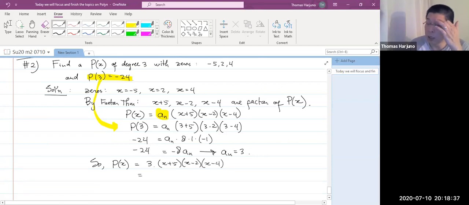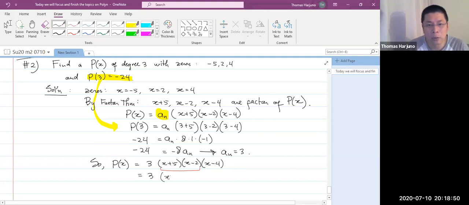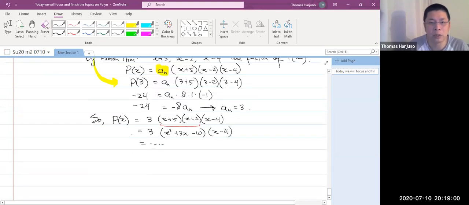If I need to make it into descending order, I need to FOIL them, right? So let me multiply these two first. Multiply these two, then I get (x squared plus 3x minus 10) times (x minus 4). And then you do the long FOIL if you like. Okay, let me see what this will be.